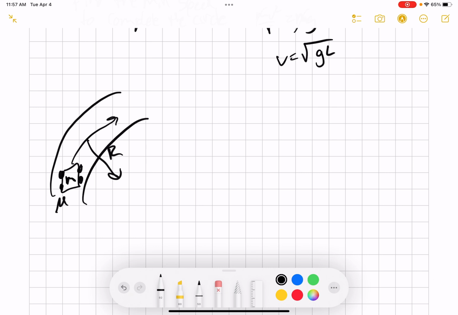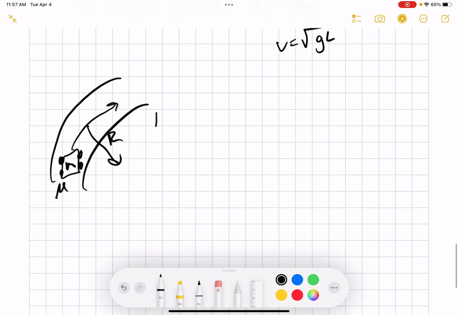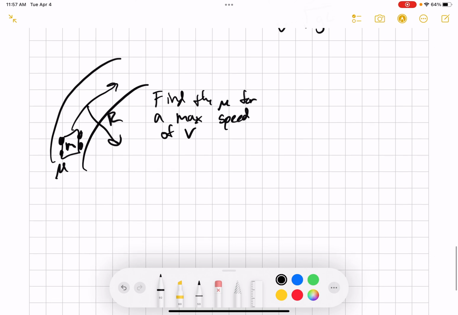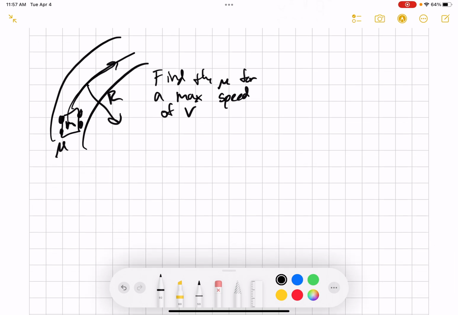There's going to be a coefficient of mu, and it says find the mu for a maximum speed of v. Okay, so I want to find this mu for a max speed of v. Now, the first thing you want to ask yourself is, what force actually causes me to go in this circle, to complete this circle, to actually make this curve?